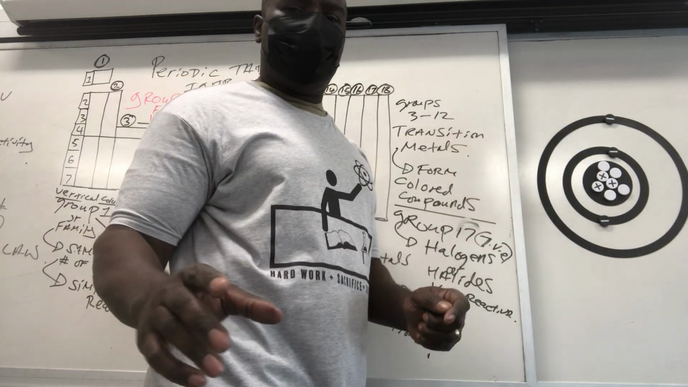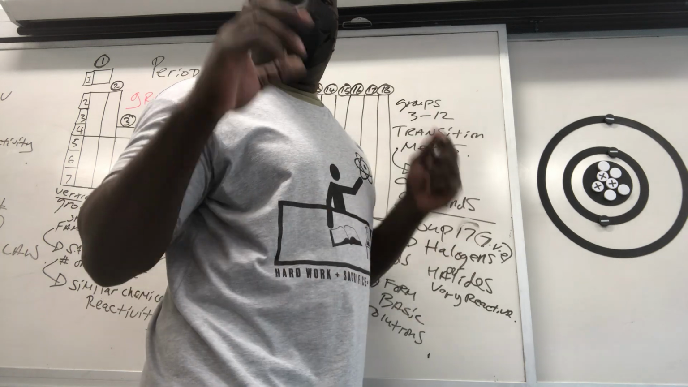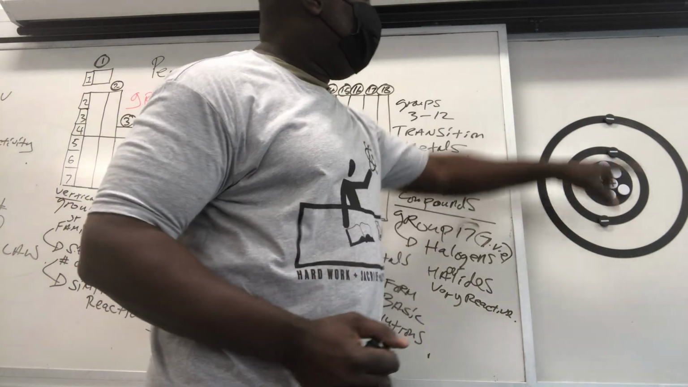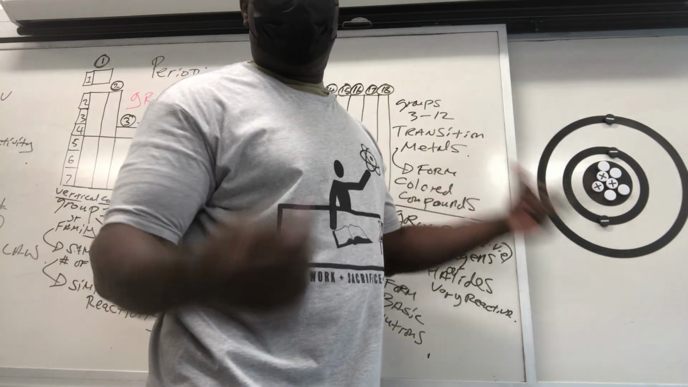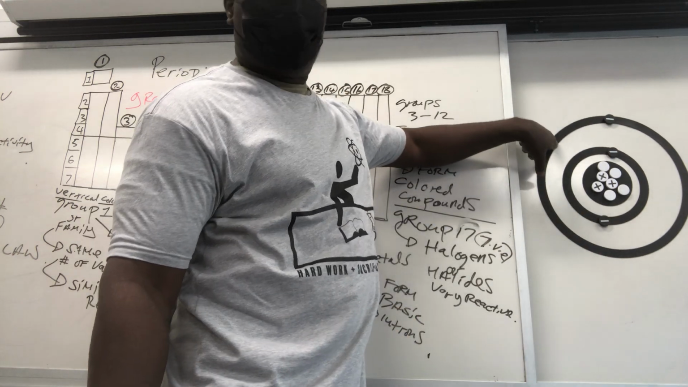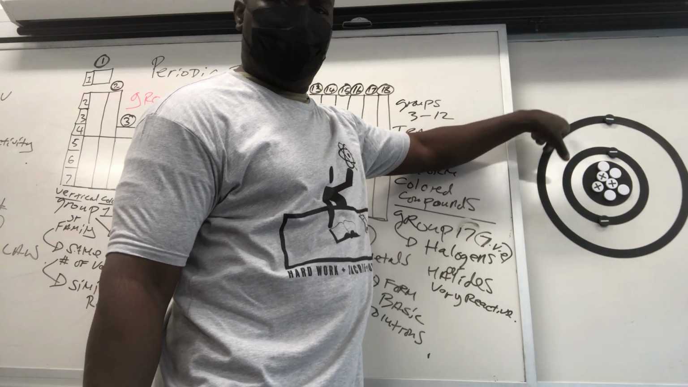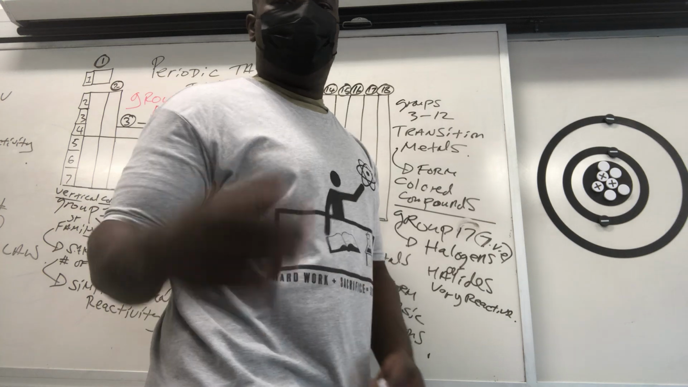The location of the electrons is very important. The location of the protons is very important. Knowing that they have shells is very important. Knowing that the outermost shell is called the valence shell, and that the electrons inside that valence shell are called valence electrons, is also very important.